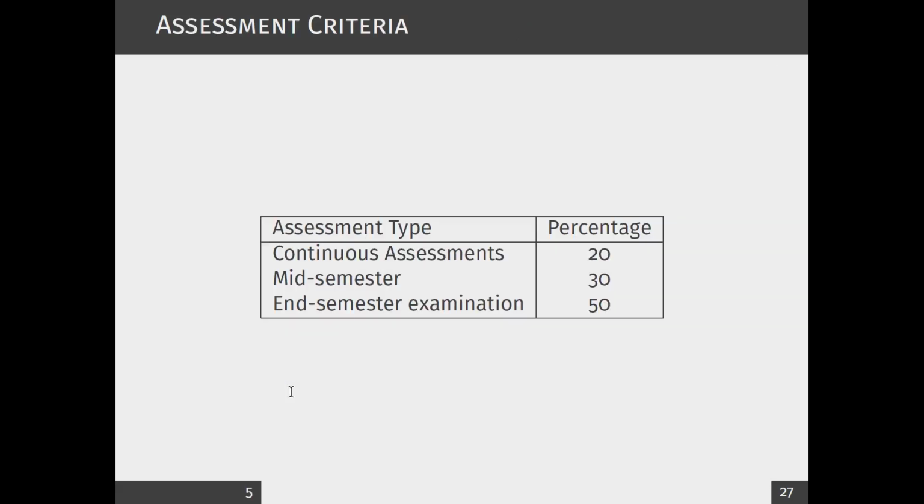Right. Assessment, I told you, the marks distribution for this module is 20% marks coming from your group works, which I'm going to have one today. And then from mid-semester 30 and final exam 50.